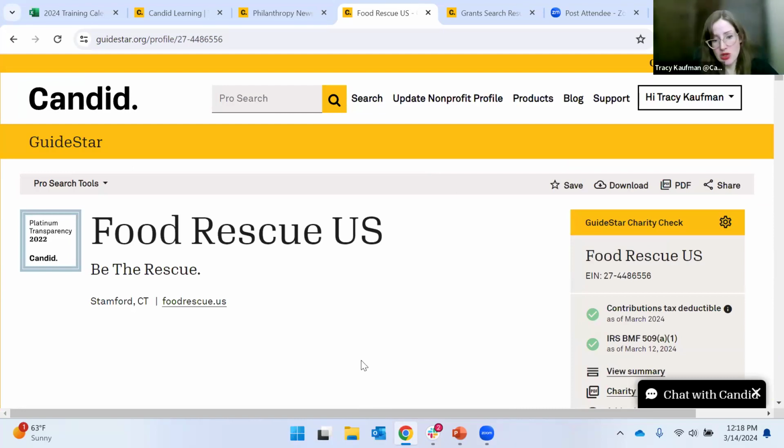So that is really what it looks like when you're looking at yourself on GuideStar, if you've entered some information. So that's more or less what I have to share with you.